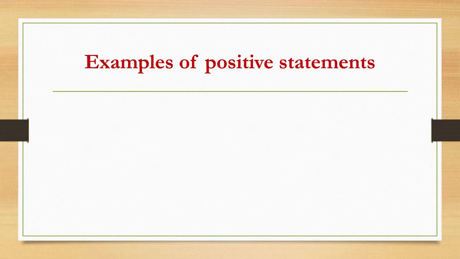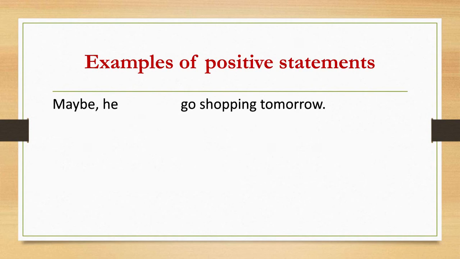Let's look at some examples of positive statements. The first one: maybe he blank go shopping tomorrow. We always have to look at hints in the sentence. We have maybe. It shows the probability. We are not sure, it's not certain. So in a not certain situation we have to use will. Maybe he will go shopping tomorrow. At the moment of speaking, we are not certain that he is going shopping tomorrow. So we have to use will.